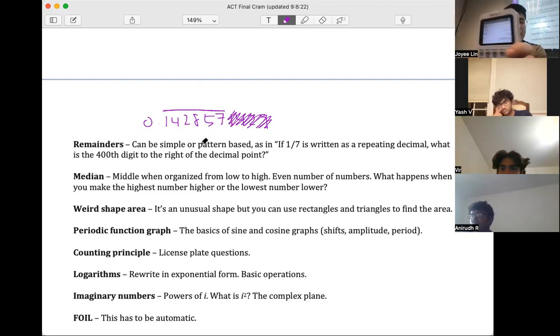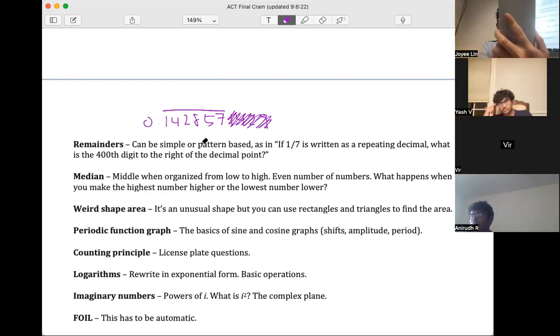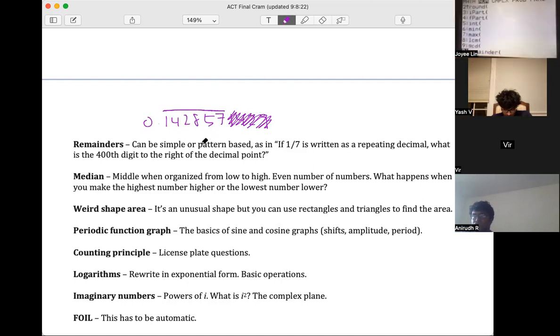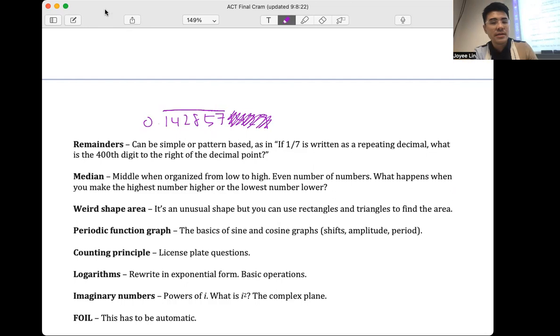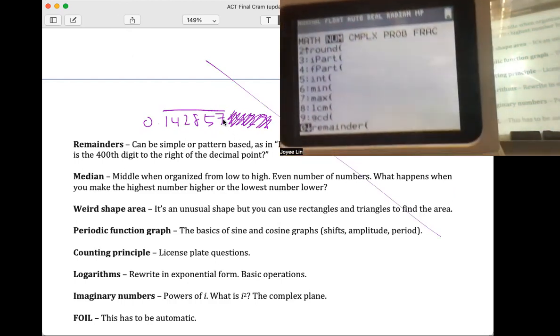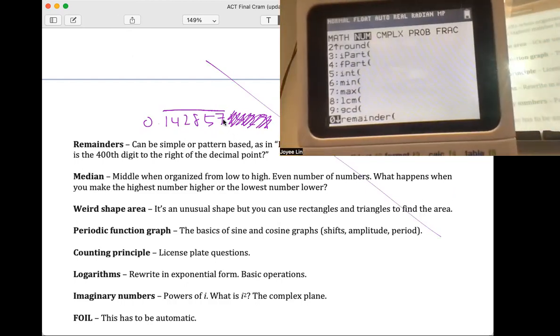So if you get this remainder question, there actually is a remainder function on your calculator. So we're going to go to math, num, remainder. Let me make my screen bigger so the people in the classroom can actually see it. I'm sure you've seen these enough by now. Math, num, remainder.